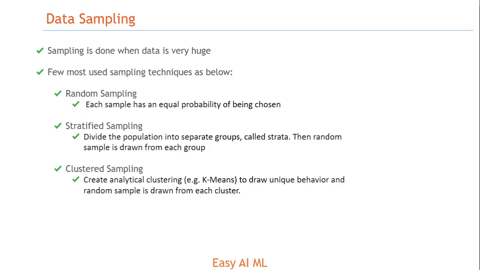Next is cluster sampling. We can create analytical clusters using k-means to draw unique behavior, and a random sample is drawn from each cluster. So these are certain commonly used techniques. There are more techniques as well, but we will move ahead with this as a basic understanding.